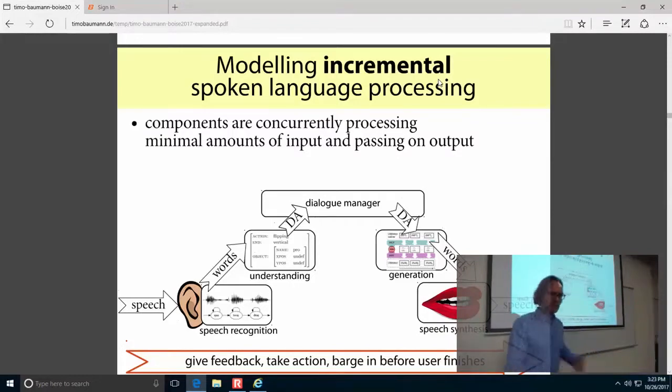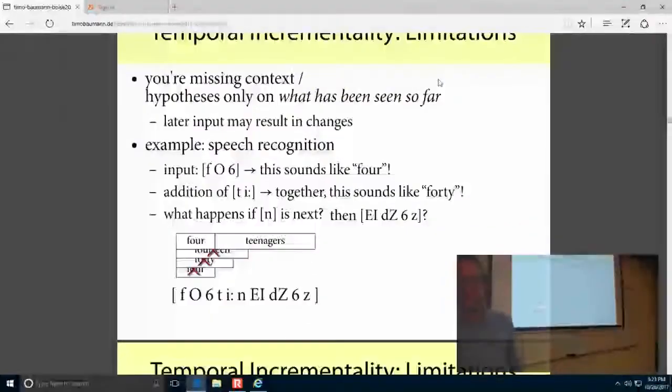There are some limitations, of course. I mean, there's a reason why people usually wait to the end. We're missing context. So everything that we do will be based only on what has been seen so far, and of course later input may result in changes. And I believe Casey uses the exact same example in his classes.